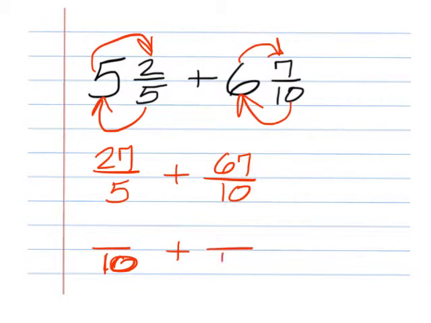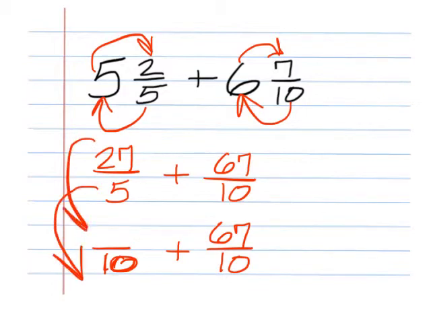5 and 10, their lowest common multiple is going to be 10. Now, of course, 67 over 10 doesn't change, but you have to multiply 5 by 2 to get a 10. So 27 times 2 is 54. And then you add those together. 54 plus 67 would be 121.